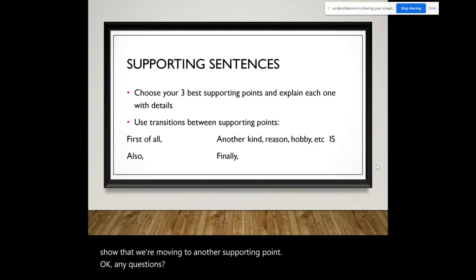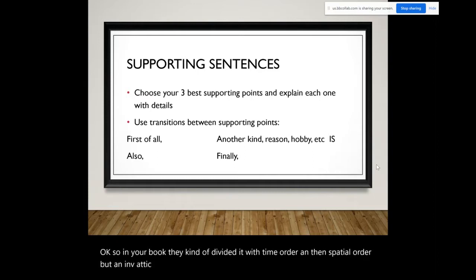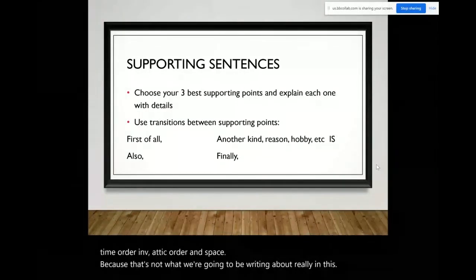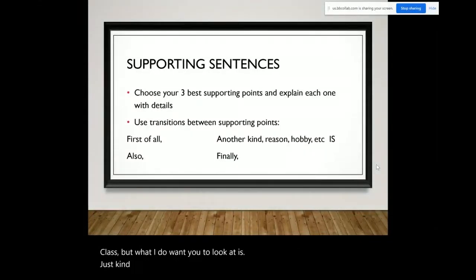Okay, so in your book, they kind of divided it with time order and then spatial order, and emphatic order. Here's what we're going to do. I'm not going to focus on time order, emphatic order, and space order, because that's not what we're going to be really doing in this class. But what I do want you to do is just become familiar with a little bit of the idea of the transitions.